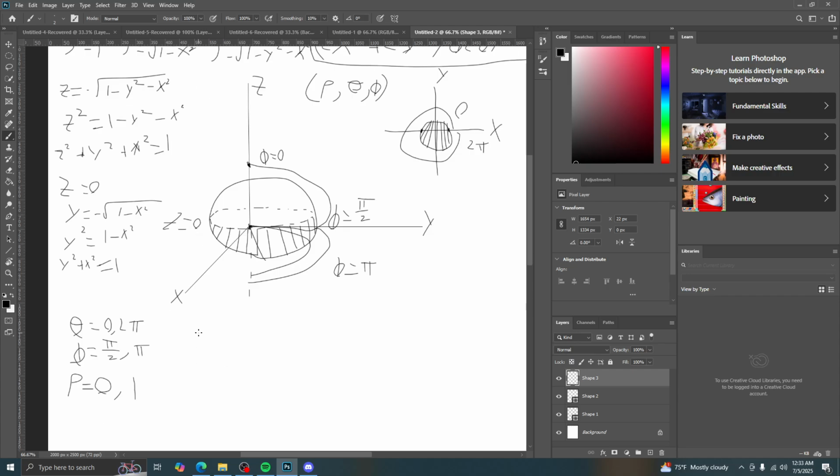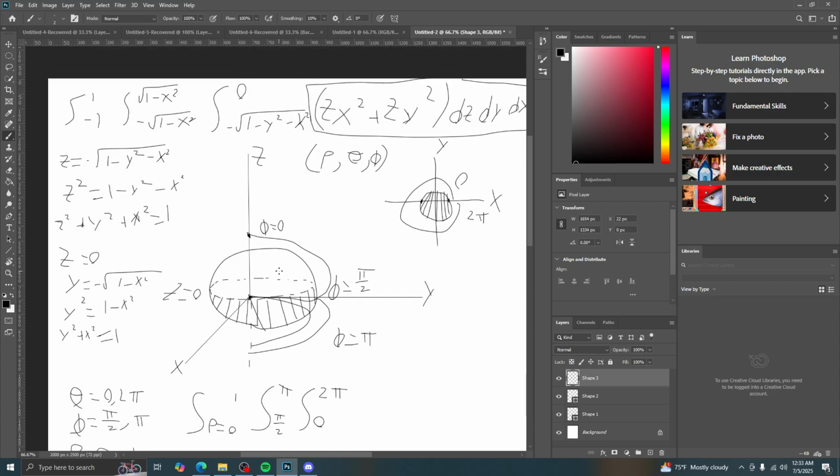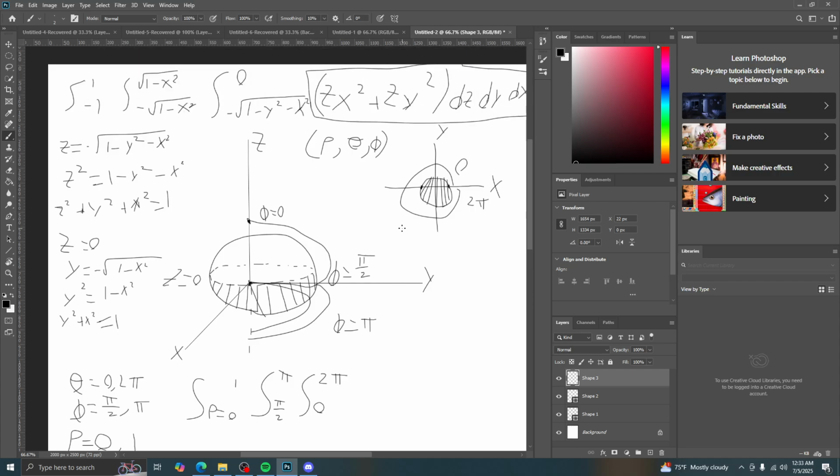So first, let's just write our bounds down. We'll write rho first. So rho is starting at 0, ending at 1, and then phi is starting at pi over 2, ending at pi, and theta is starting at 0, ending at 2 pi, and then we just have the integrand.